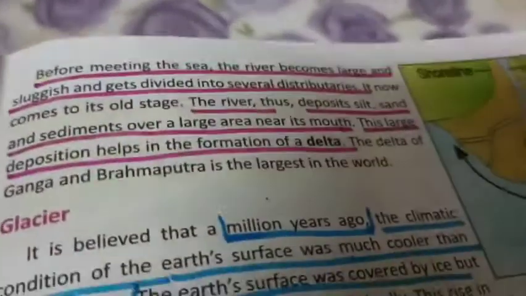So the next question, let's revise. How is a delta formed? Children, all of us know that a delta is formed at the last stage of a river. Now let's explain about this delta.